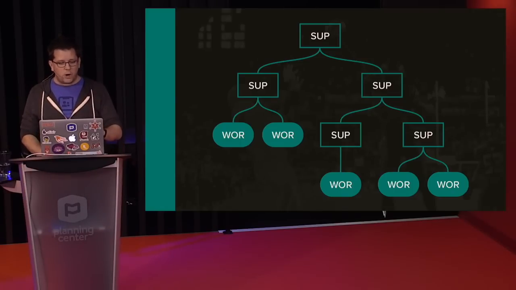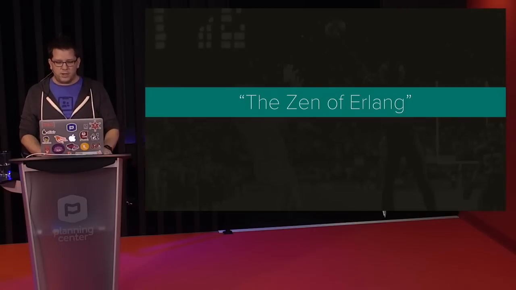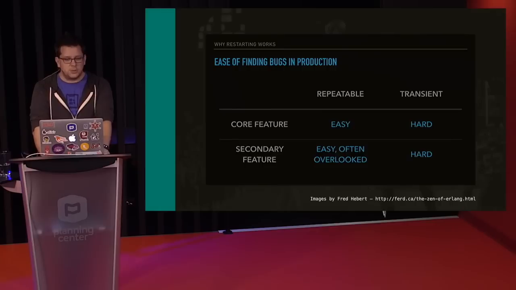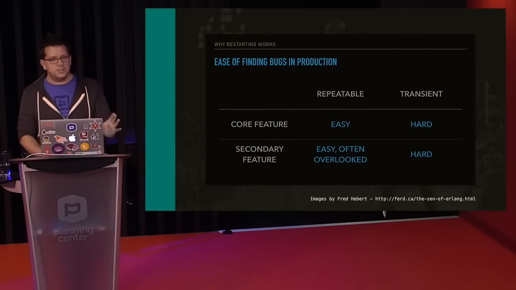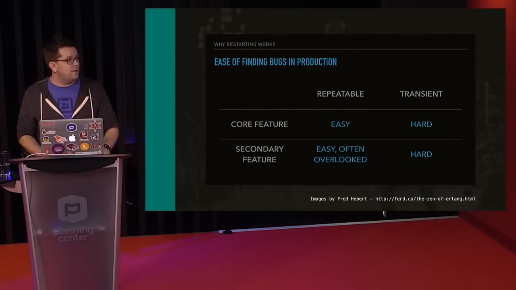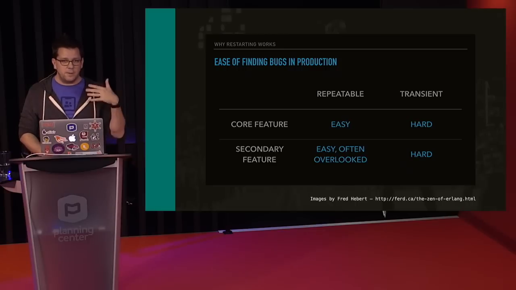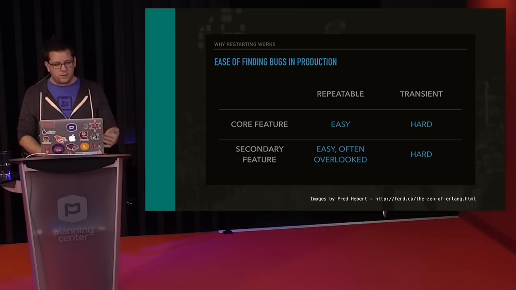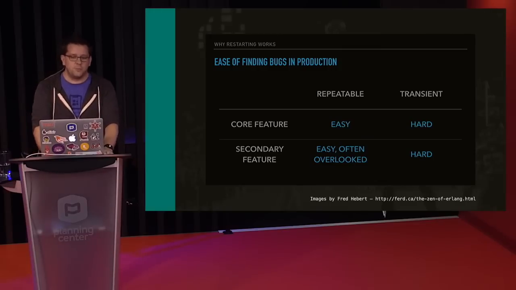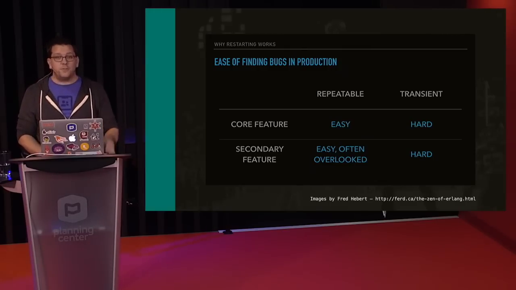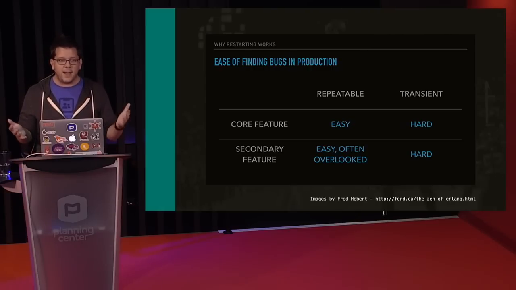There's a great article called The Zen of Erlang by Fred Hebert, and he talks about this. He says there are basically 4 kinds of bugs that you have in your code. There's the kind that are really easy to repeat, so you can see how it's breaking and try to fix it. Sometimes that's on a core feature, and sometimes it's on a secondary feature. And then there are the transient bugs. Those are the ones where you get the bug report, and you're looking at it, and you're like, I can't get it to do it. I don't know how this person made the app do this. I'm trying to get it to happen again, and it won't happen.